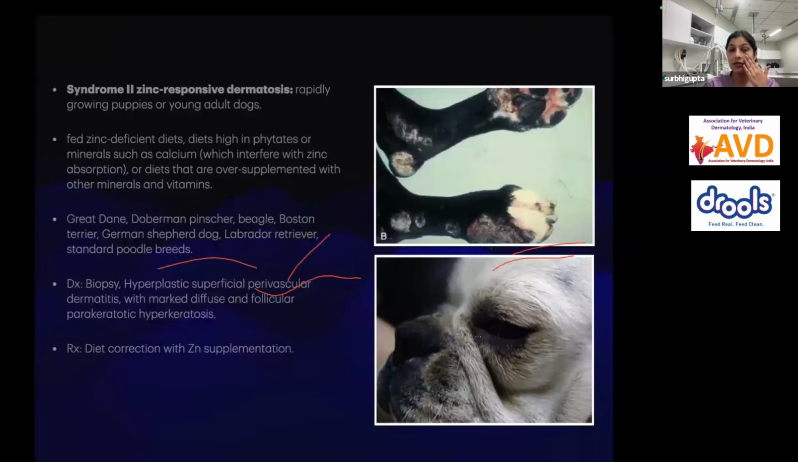For zinc responsive dermatosis, the biopsy is actually a very good diagnostic. You will see a perivascular dermatitis. It means there are nucleated keratinocytes, and sometimes they even show up on cytology. That will give you an indication that something metabolic is going on and I should go for a biopsy, because nucleated keratinocytes generally don't come.